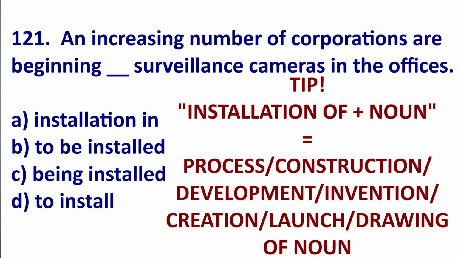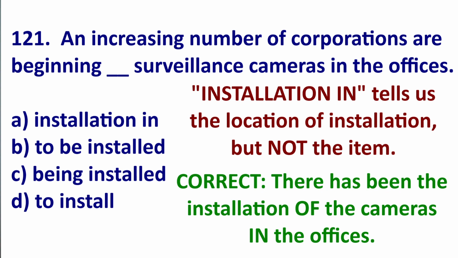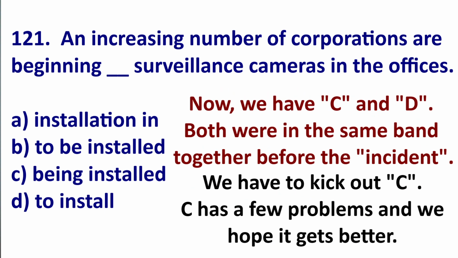There are other nouns that follow the of form, many. For example, the process of, the construction of, the development of, the creation of. You're telling us what is being made, what is being installed. Here we have installation in. Now, the installation of the cameras in the office is okay, but not the installation in the cameras, because then you're putting it inside the camera, but it's the installation of the product. So now we have C or D.